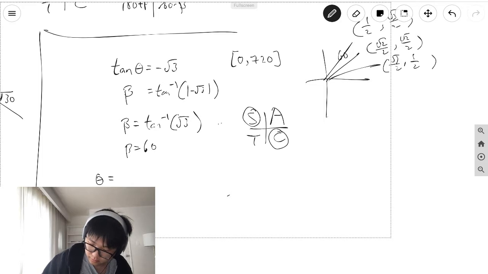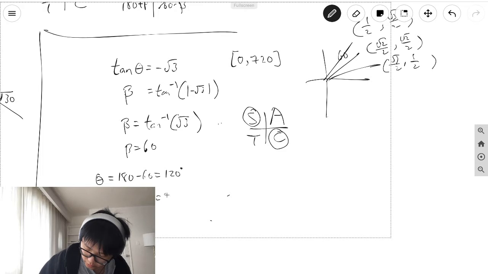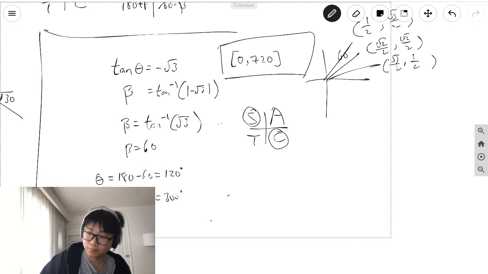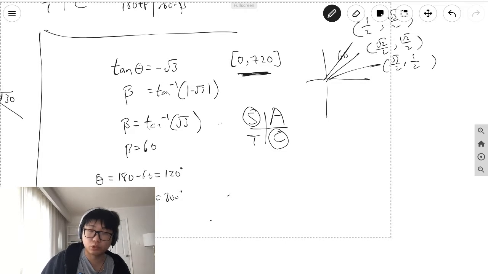So we're going to end up with 120 degrees and 300 degrees. But almost. One more thing to consider. This is the domain for me. I said between 0 and 720 instead of 360 this time.